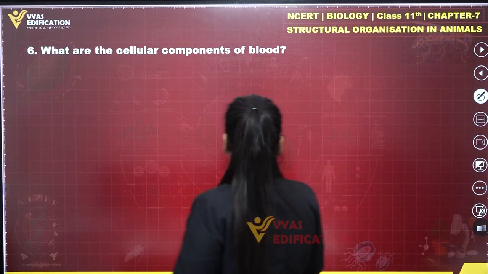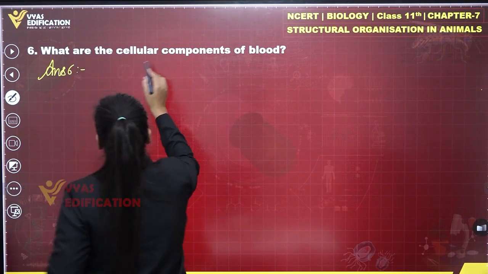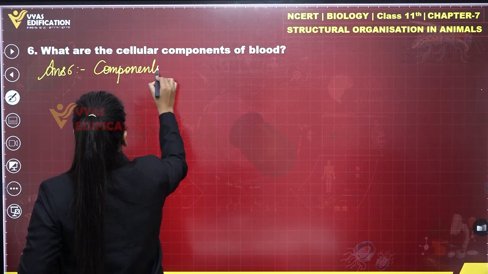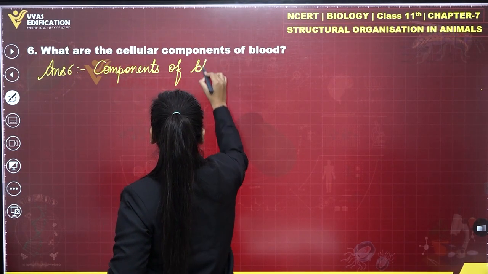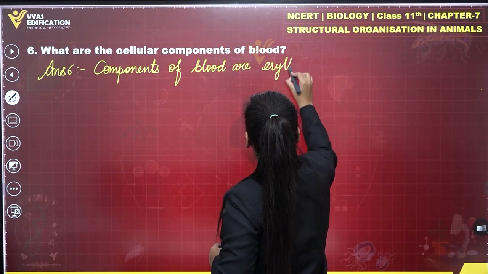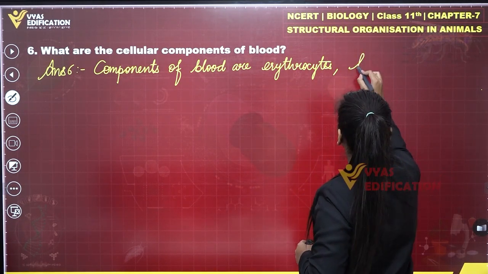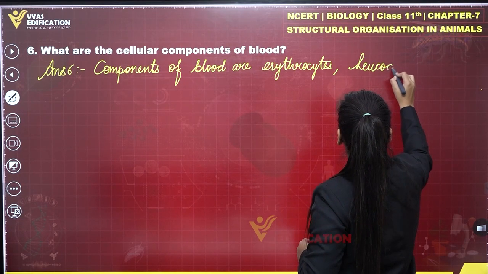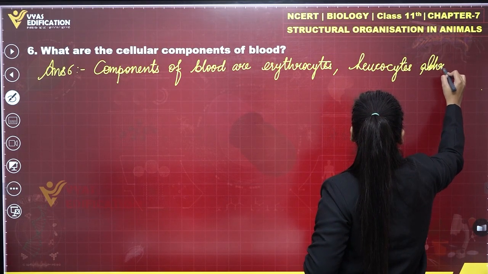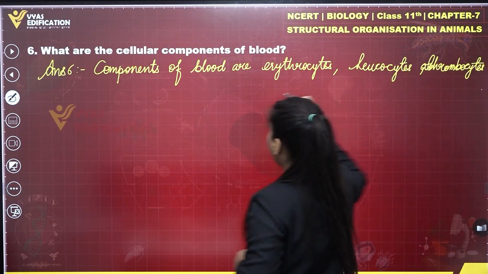So now let's write the answer of this question, and we will write like this. We will start like this: components of blood are erythrocytes, leukocytes, thrombocytes and plasma.